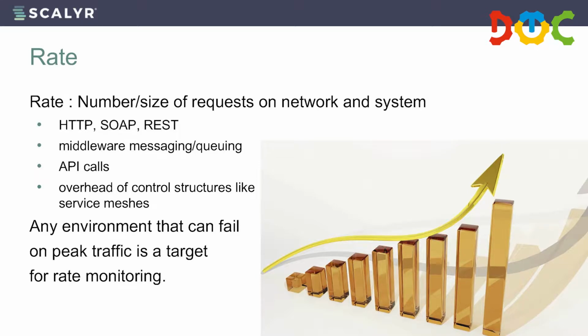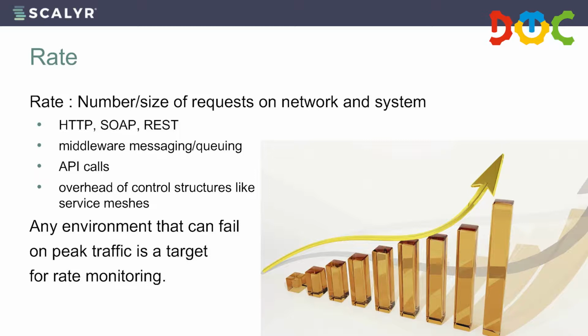So rate, simple concept. Think of it as bandwidth, but think of it in terms of the size and number of requests that are crossing your system or your network. This can be HTTP traffic, it could be SOAP, it could be REST, it could be API calls, it could be Kafka, it could be MQTT in an IoT environment, so traditional middleware. It is pretty much anything that uses part of the communications bandwidth. And rate was originally targeted at the amount of bandwidth in use between microservice requests.